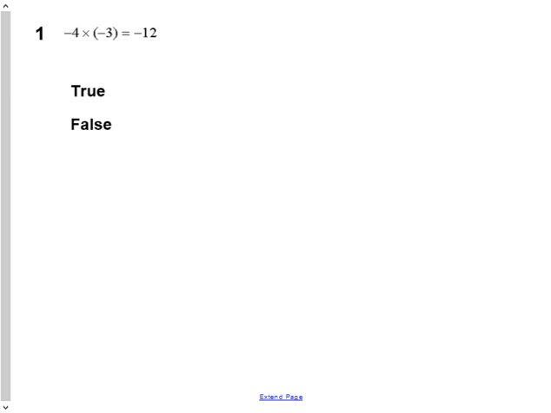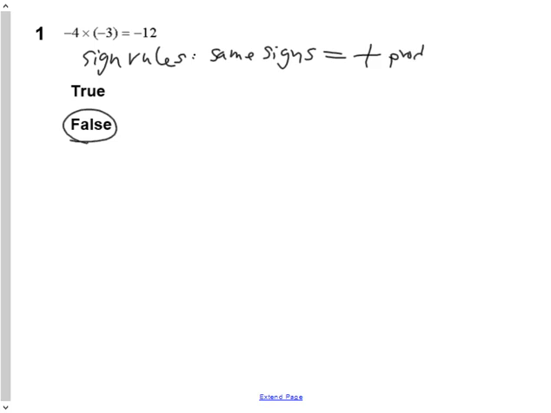It says negative 4 times negative 3 is negative 12. Now the answer, of course, for this is false, and there are various ways you could prove that it's false. You could have modeled it, but the easiest way would have been sign rules. And they say if there's same signs, like a negative times a negative or a positive times a positive, you should have a positive product.